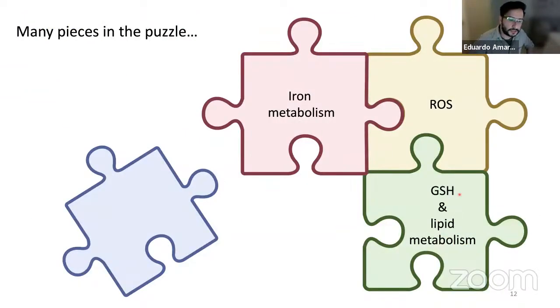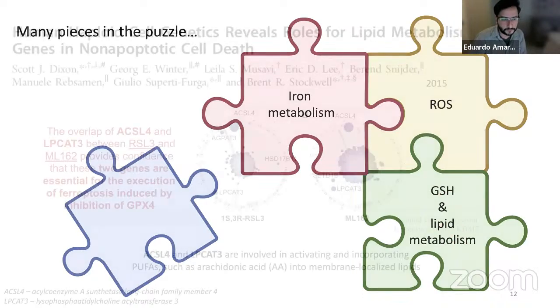And because it's a pretty new form of cell death, there are many pieces of this puzzle that we have to understand better and see how this pathway can be regulated. There are some metabolic pathways that are important for regulating this form of death. In this case, iron metabolism, ROS metabolic pathway, glutathione and lipid metabolism as well. And we're going to discuss a little bit about each of them.